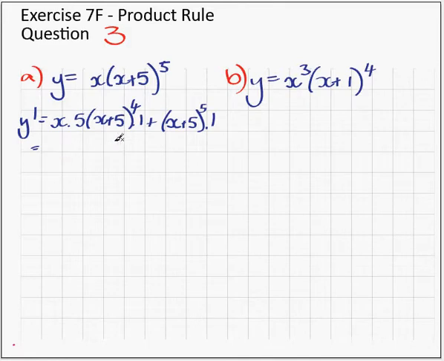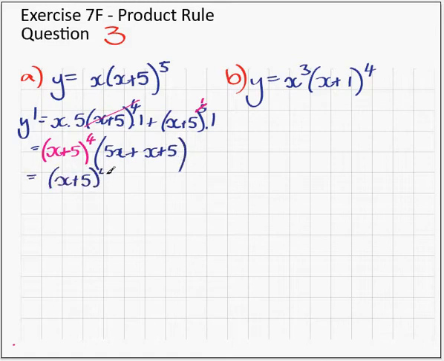And then we need to do some tidying up. I can see that I've got a common factor of x plus 5, and in fact if I've got 4 of them here and 5 here, I can take 4 out in total. It means I've used up all of those and all but one of those. And what I'm left with is 5x plus one lot of the x plus 5. (x plus 5) to the 4th times (6x plus 5).